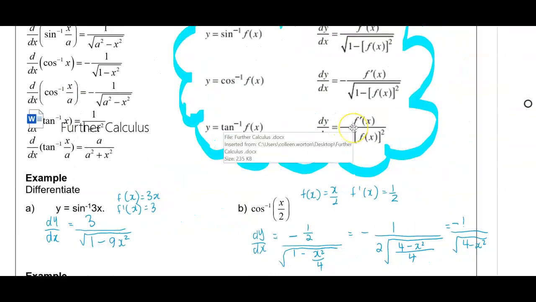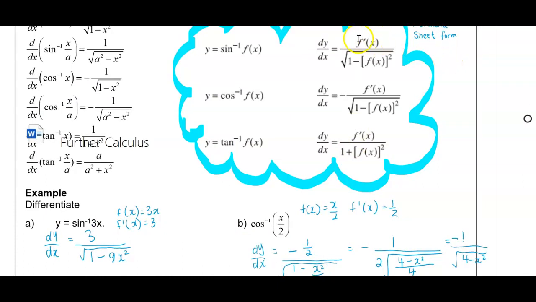So we just want to pop that straight into the formula. It's not difficult. So if we have a look up here, there's our formula. We've got f dash of x, which is our 3 on the top line down here. And on the bottom, we've got the square root of 1 minus f of x squared. So 1 minus 3x squared, which becomes 9x squared, and that's our answer. So that one's fairly straightforward.